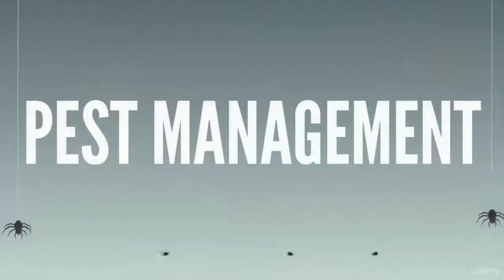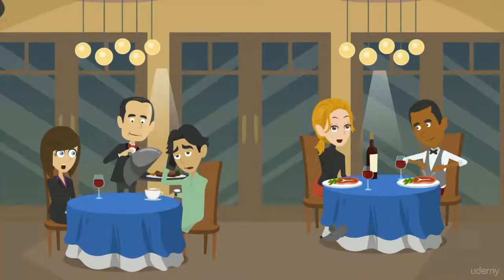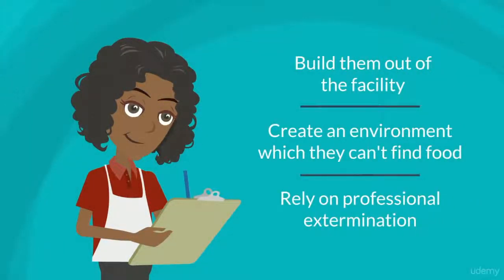Food can be contaminated by insects, for example roaches and flies, and rodents, for example mice and rats. These pests carry many harmful bacteria on their bodies, thus contaminating any surface with which they come in contact. An insect or rodent infestation is usually considered a serious health risk and should be dealt with immediately and thoroughly. Pests must be controlled by building them out of the facility, creating an environment in which they cannot find food, shelter, or water, and relying on professional extermination.